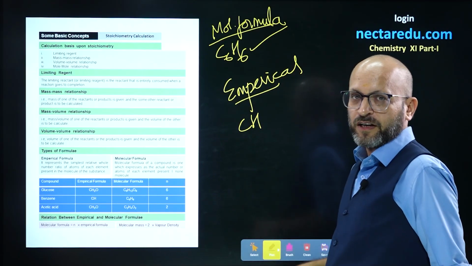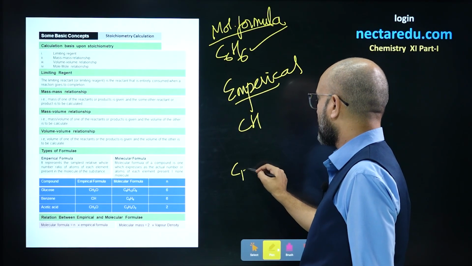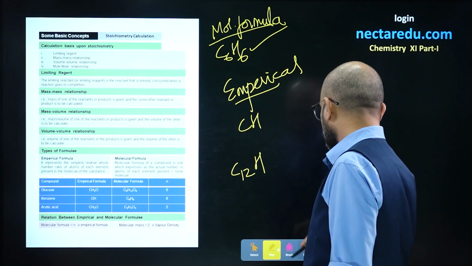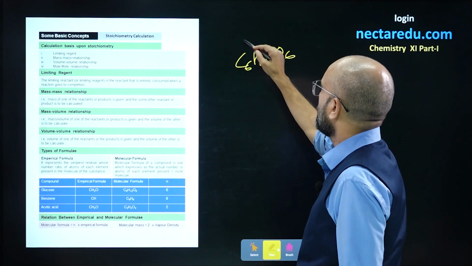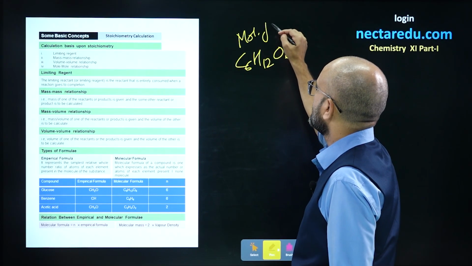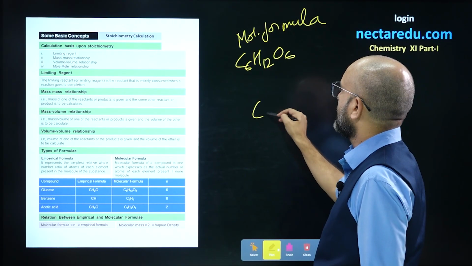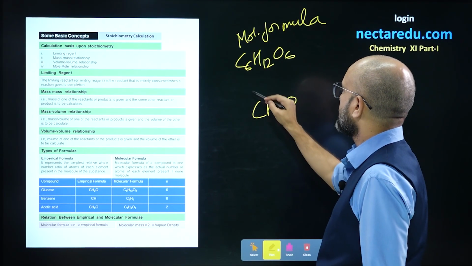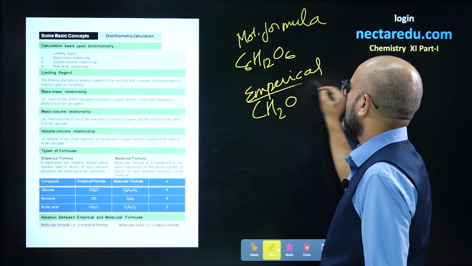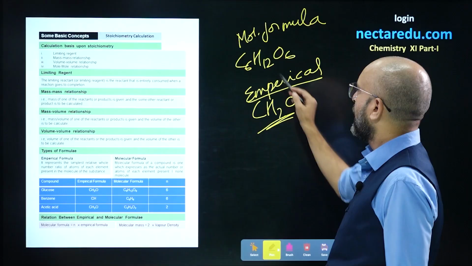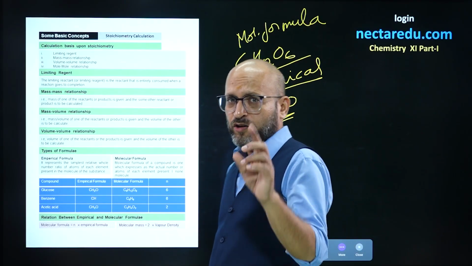This is the empirical formula. Similarly, for glucose, I take C6H12O6. This is the molecular formula, and if I divide this by 6, you get CH2O. This is the empirical formula. So the simplest ratio is the empirical formula, and the actual number of atoms is represented by the molecular formula.